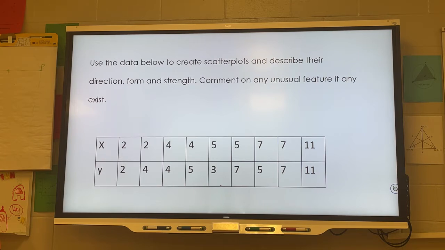Alright? So we're given these points to plot, create a scatter plot and describe the direction, the form, and the strength, and comment on any unusual feature.